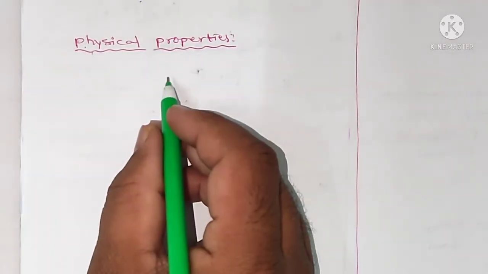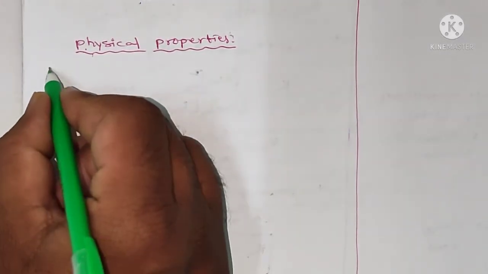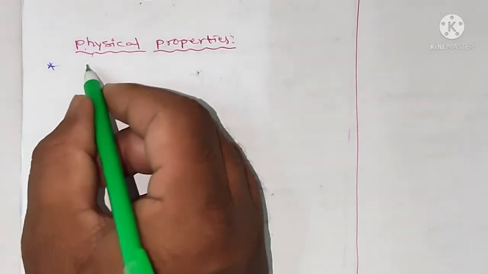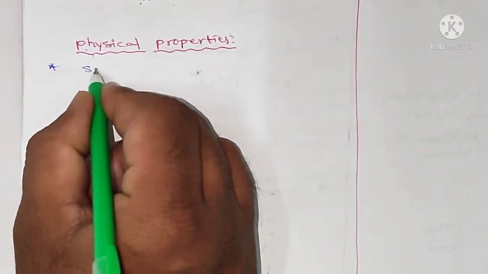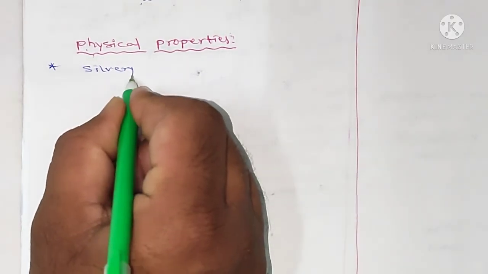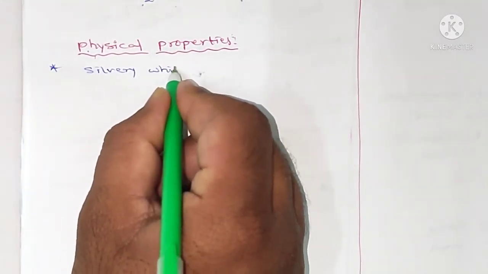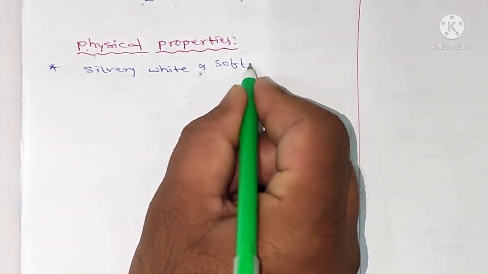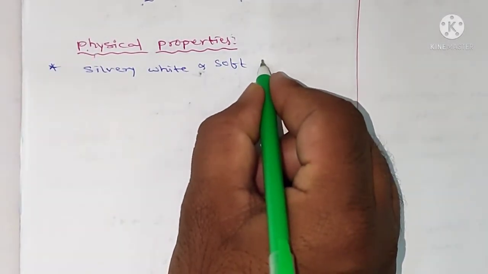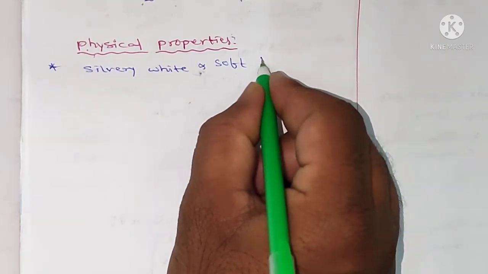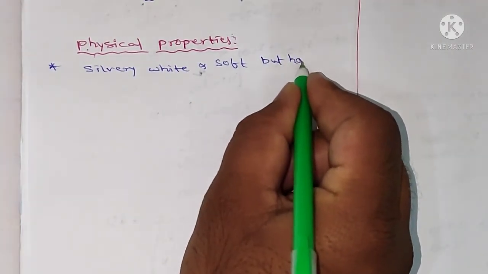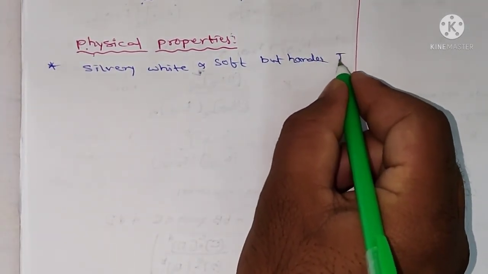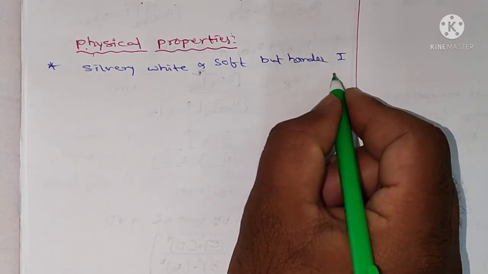Next one, physical properties of second group elements. The alkaline earth metals, meaning second group metals, are silvery white in color. They are soft but harder than the alkali metals, meaning first group metals.